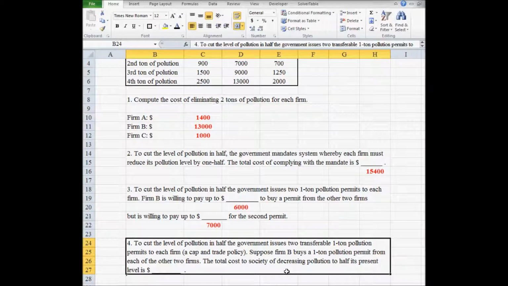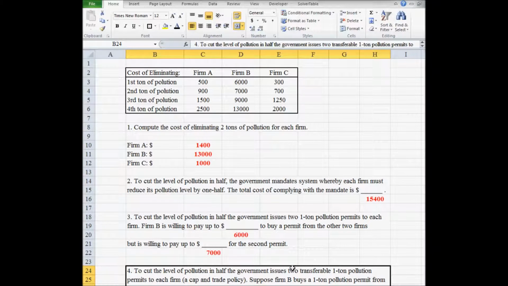To get the level of pollution in half, the government issues 2 transferable 1-ton pollution permits to each firm. This is a cap and trade policy. Suppose firm B buys a 1-ton pollution permit from each of the other 2 firms. The total cost of society of decreasing pollution to half its present level is how much money?